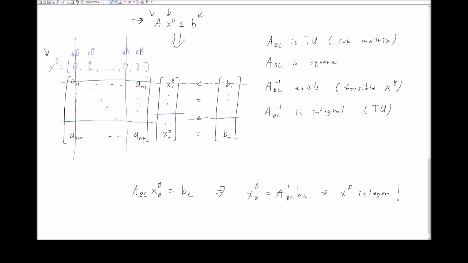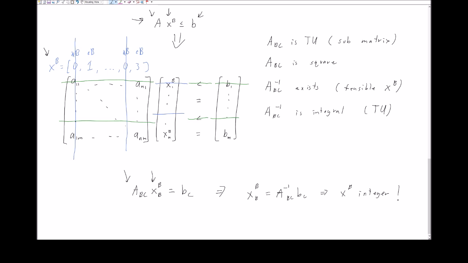What we're left with is a new matrix that we're going to call A_BC. This matrix A_BC is going to be a square matrix. Recall that the number of elements in our basis is equal to the number of tight constraints. It's also going to induce a new vector, or a new feasible solution, x_B. x_B now is the basic feasible solution associated with our basis, but it's only the positive entries of that solution. There's no zero entries inside of x_B.